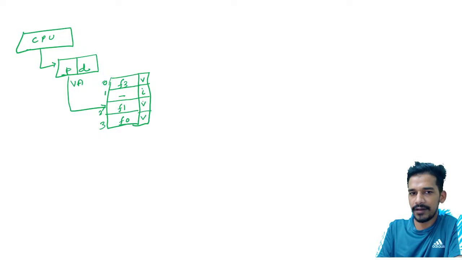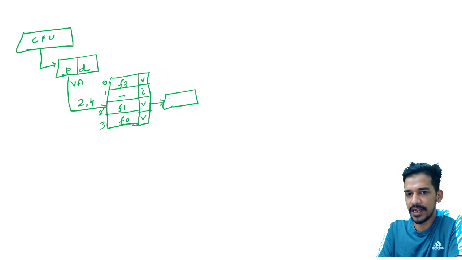Let us say we have generated page number 2 and some byte number 4. We take the page number 2 entry in the page table and take the frame number. It will be converted into the physical address. The offset will remain the same, and the page number will be converted to the frame number. Now you take this physical address and go to the main memory.